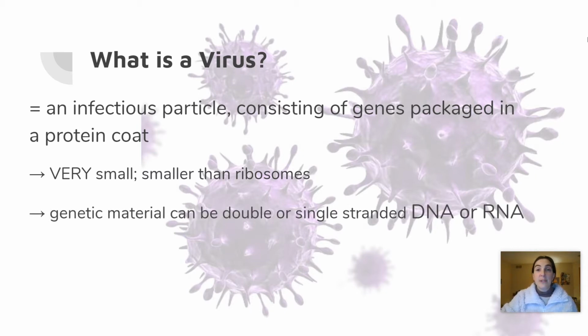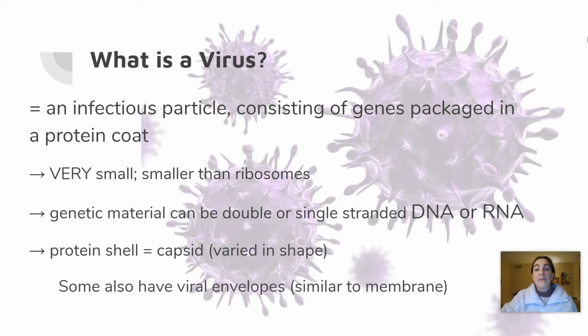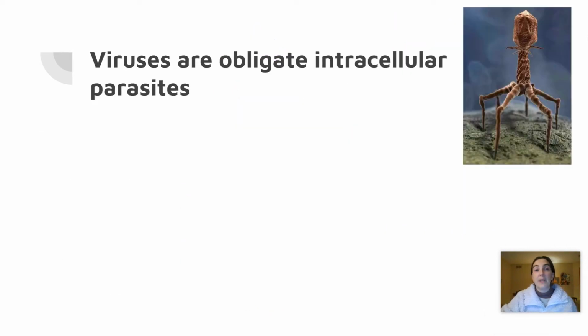And the genetic material can be different for different types of viruses. It can be double or single-stranded, and it can be DNA or RNA. The outer covering is called a capsid, and it can vary in shape depending on the type of virus, as you saw. Some also have a viral envelope, which is similar to a membrane. So there is some variety in the structure, but overall they're pretty simple. It's some kind of genetic material with a covering.